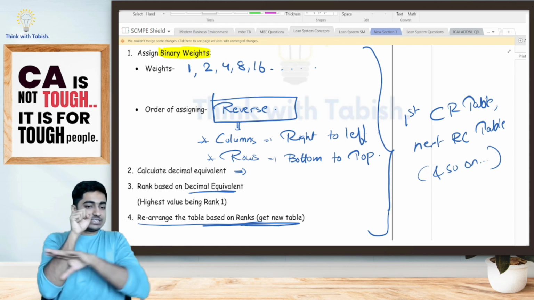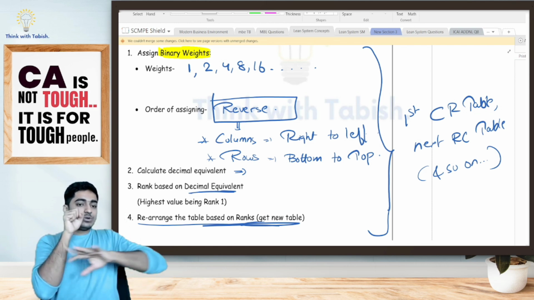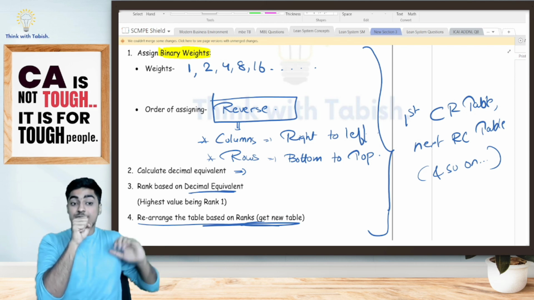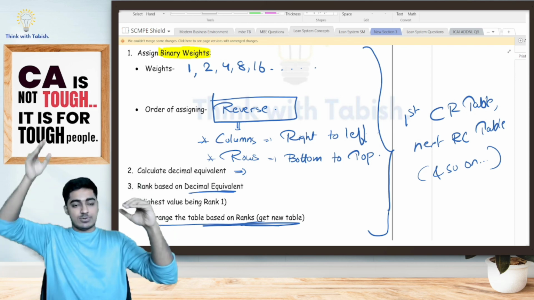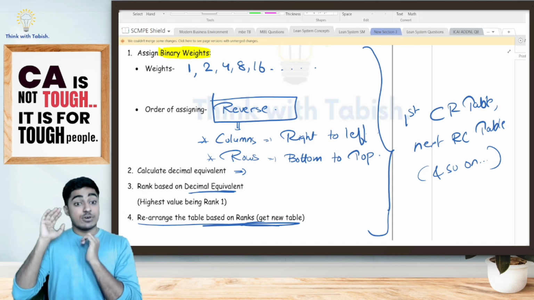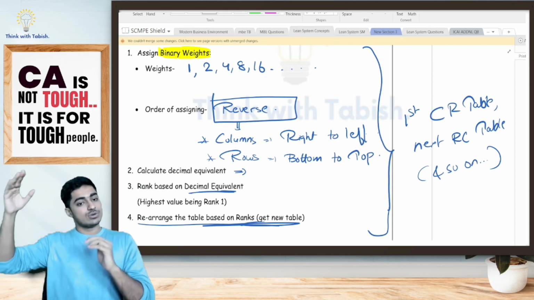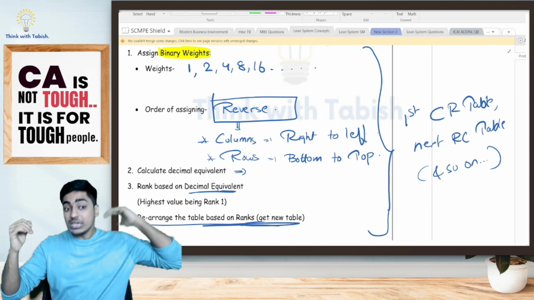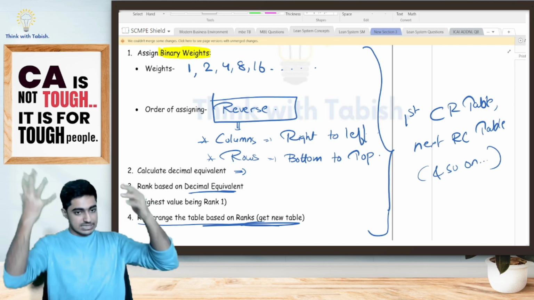For my column, I am going to assign weights. Okay, I have assigned weights. For my columns, I have assigned weight 1, 2, 4, 8, 16. Based on that, for my row, I am going to calculate decimal equivalent. I have calculated decimal equivalent for my rows. Based on that, for my row, I need to give rankings. I have given the rank. Based on that, for my row, I need to rearrange. That I have done.